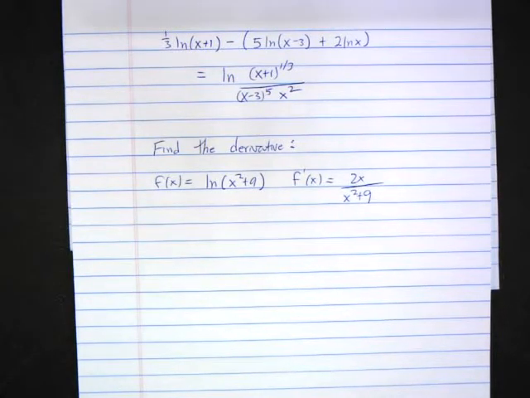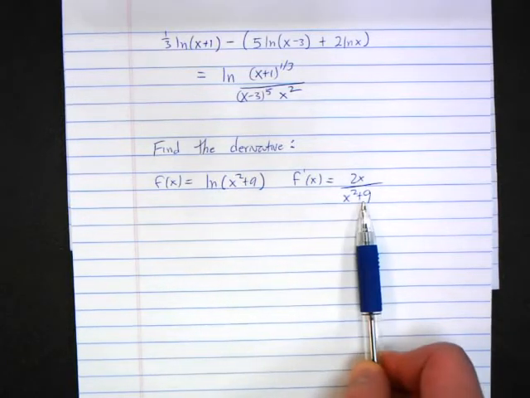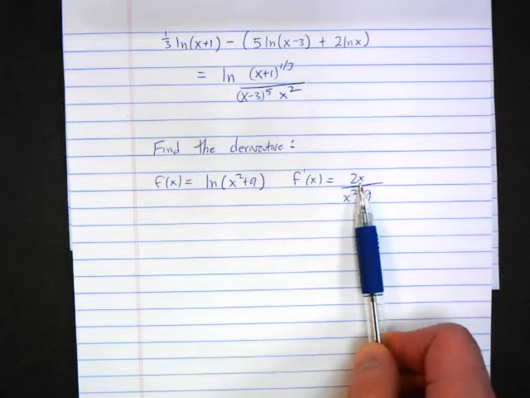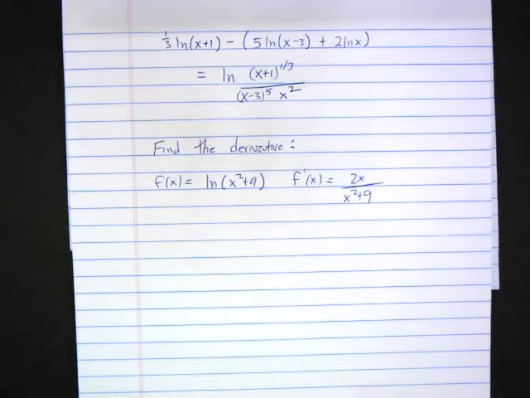It's 1 over f of x times f prime of x. It's 1 over whatever's inside these parentheses. So the x squared plus 9 goes on bottom. And then you multiply by the derivative of whatever's inside there. That's 2x. That's perfect. There's your derivative. Questions on that?